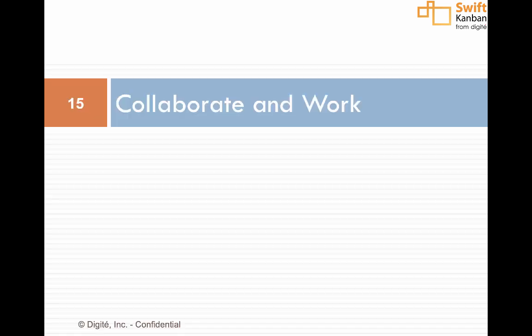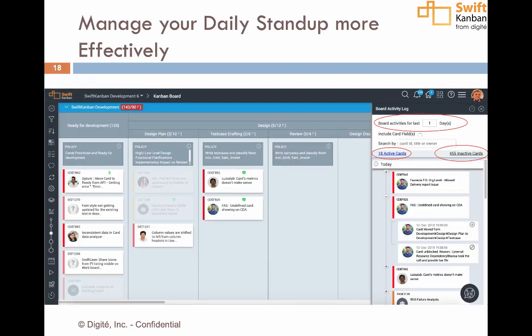Of course, Kanban is all about managing work very collaboratively, and we provide a number of features to help your teams collaborate better. You can manage your daily standups more effectively using our daily activity feature. This by default shows you all the cards that have been updated in the last 24 hours. It highlights those cards on the board, as you can see, as well as highlights them on the panel on the right hand side. And you can use this capability not only to look at the last 24 hours, but also for the last 15 days. And you can look at both active cards as well as cards that may have been inactive and may need your attention during the same time period.